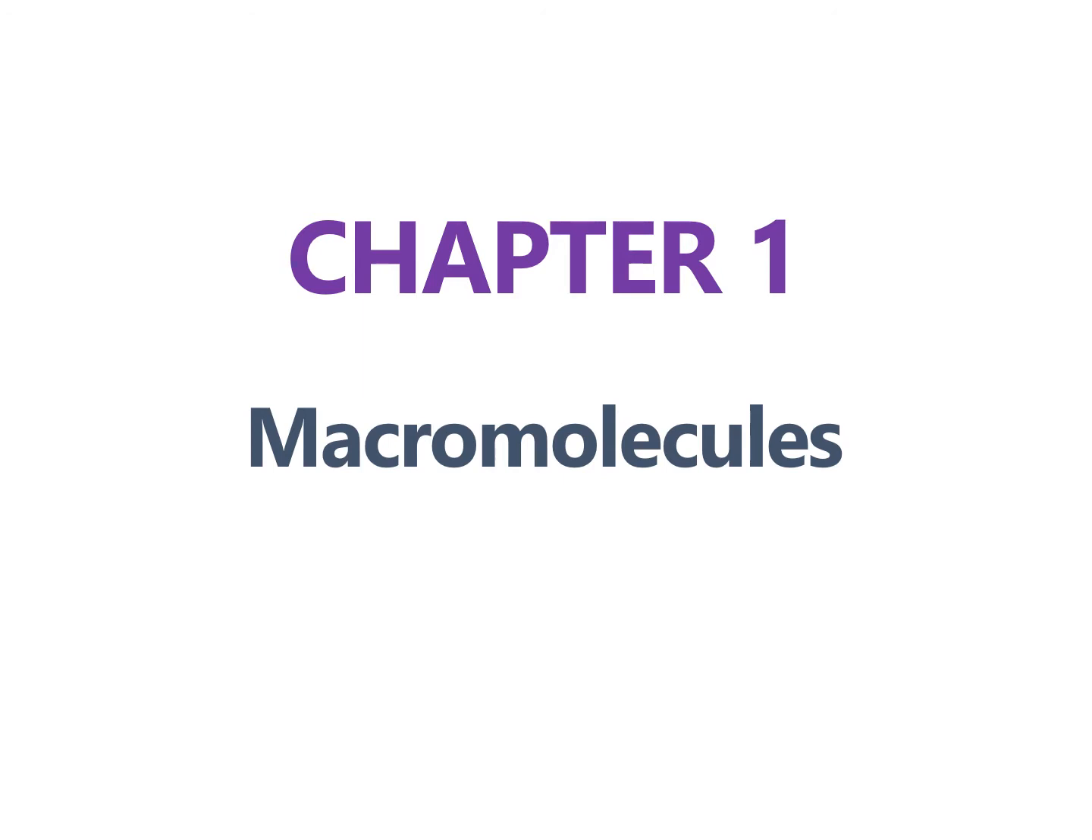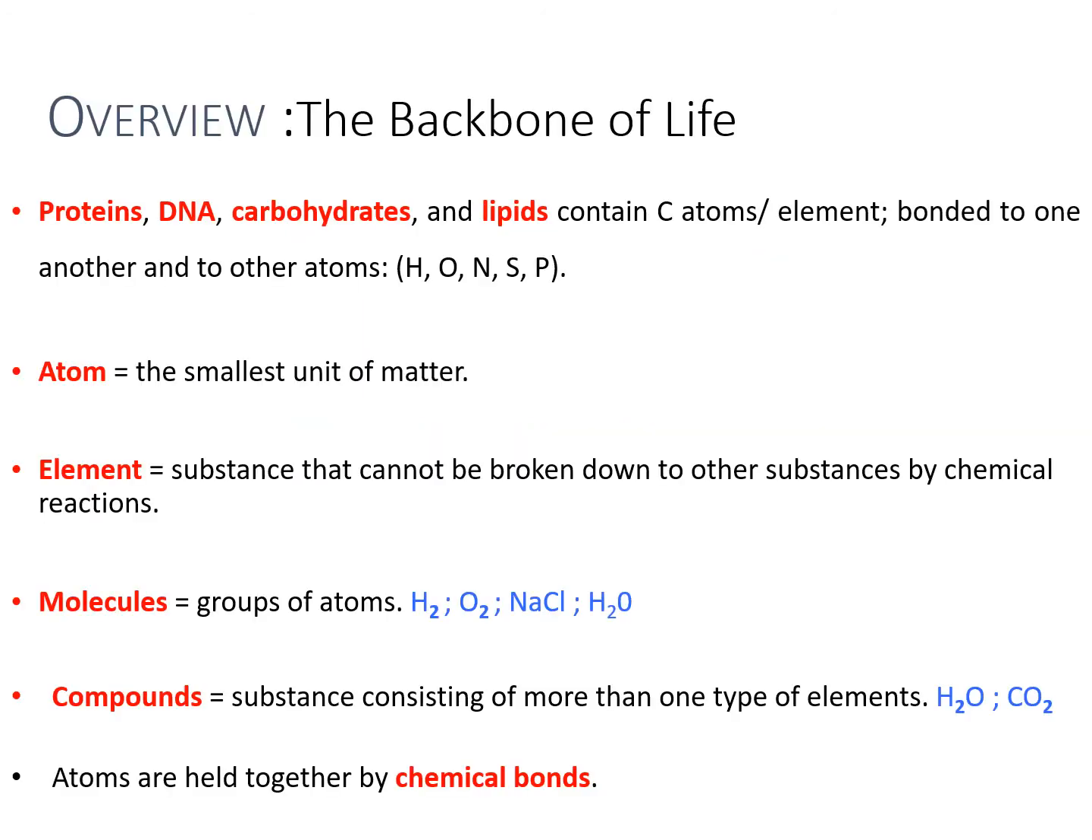And then the next subtopic will be carbohydrates. The next one will be lipids, and the last one will be nucleic acids. The 4 most important macromolecules are proteins, DNA, carbohydrates, and lipids. All these macromolecules contain mainly carbon atoms, which are bonded to other atoms such as hydrogen, oxygen, nitrogen, sulfur, and phosphorus atoms.